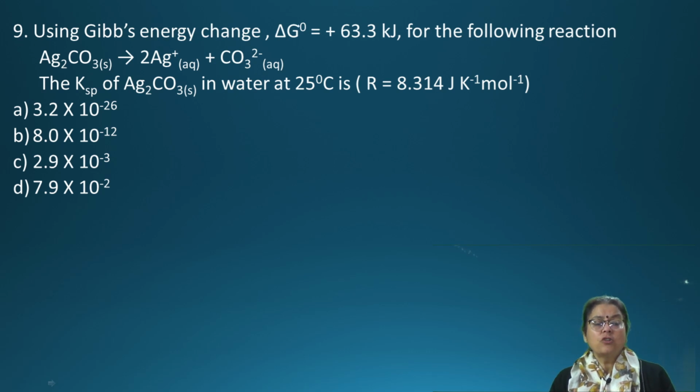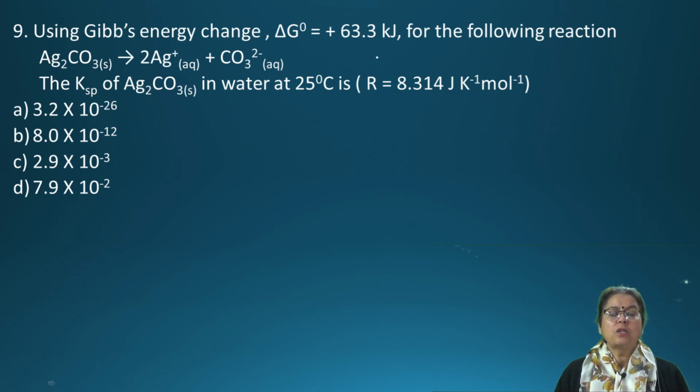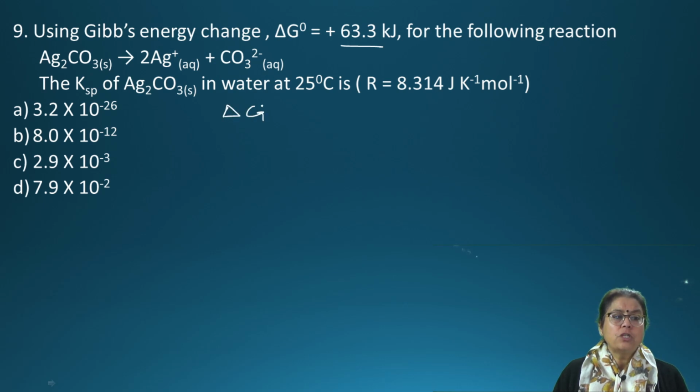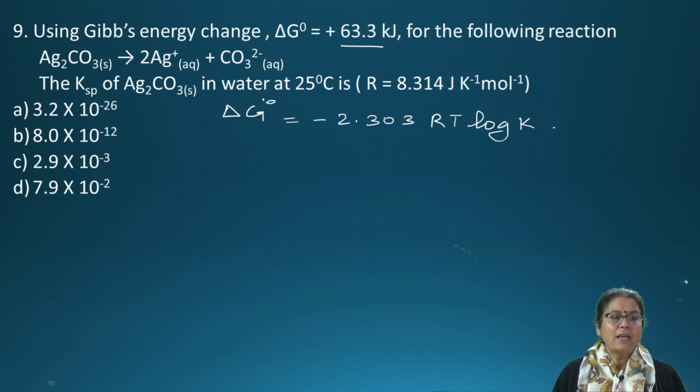Using Gibbs energy change, delta G naught is equal to plus 63.3 kilojoules for the following reaction. So delta G naught की वैल्यू हमको दे रखी है Ag2CO3 ⇌ 2Ag+ + CO3 2-. The KSP for Ag2CO3 in water at 25 degree Celsius you have to calculate. तो इसमें आपको what you have to use? You have to use delta G naught that is equal to minus 2.303 RT log of K.